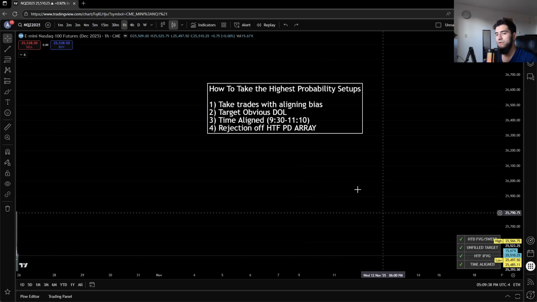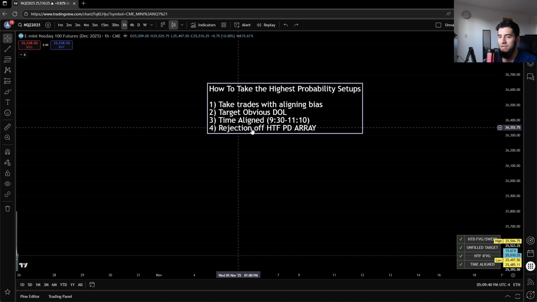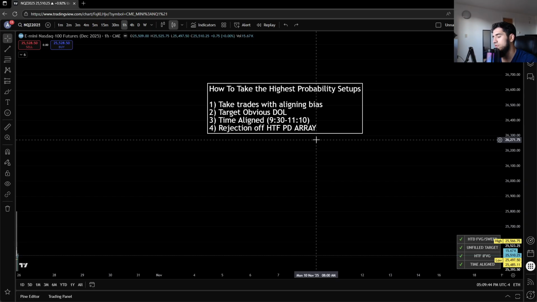And finally, one of the most important things specifically for this strategy is you have to have a rejection off of a higher time frame PDA, right? So again, this is anywhere from the highest time frame fair value gaps or previous session highs and lows, previous day high and low. These are the main factors I'm looking at when I'm saying higher time frame PDA, right?